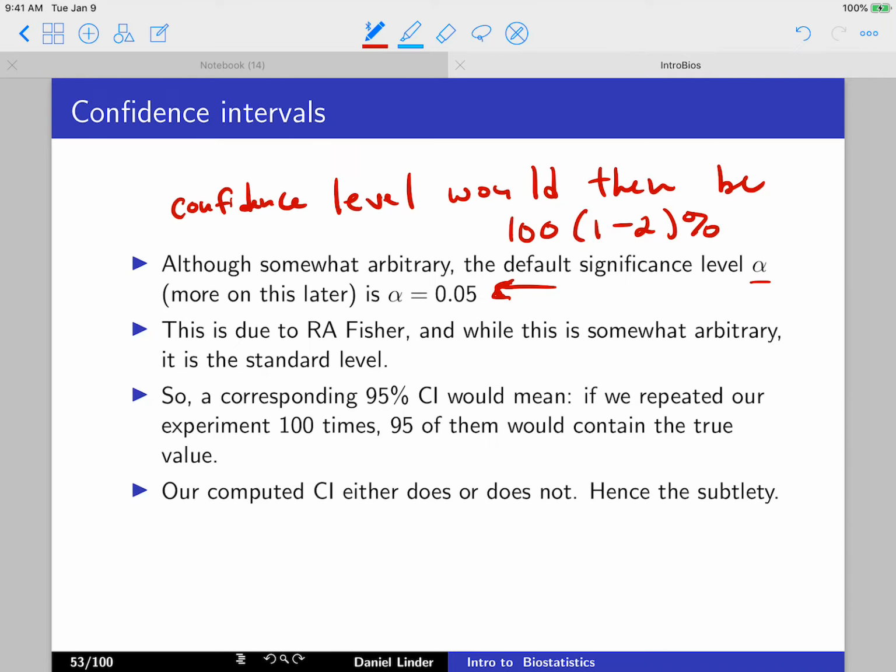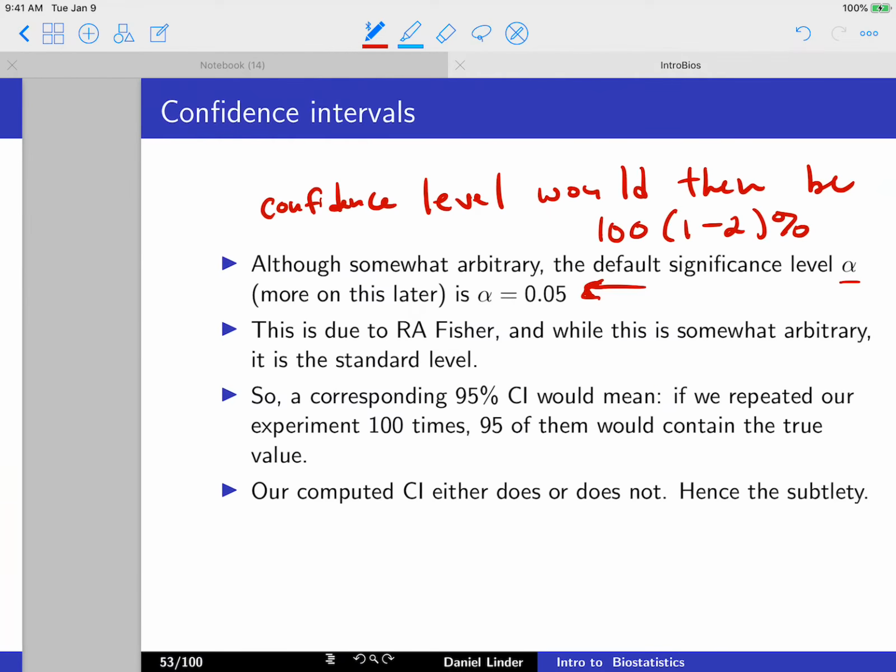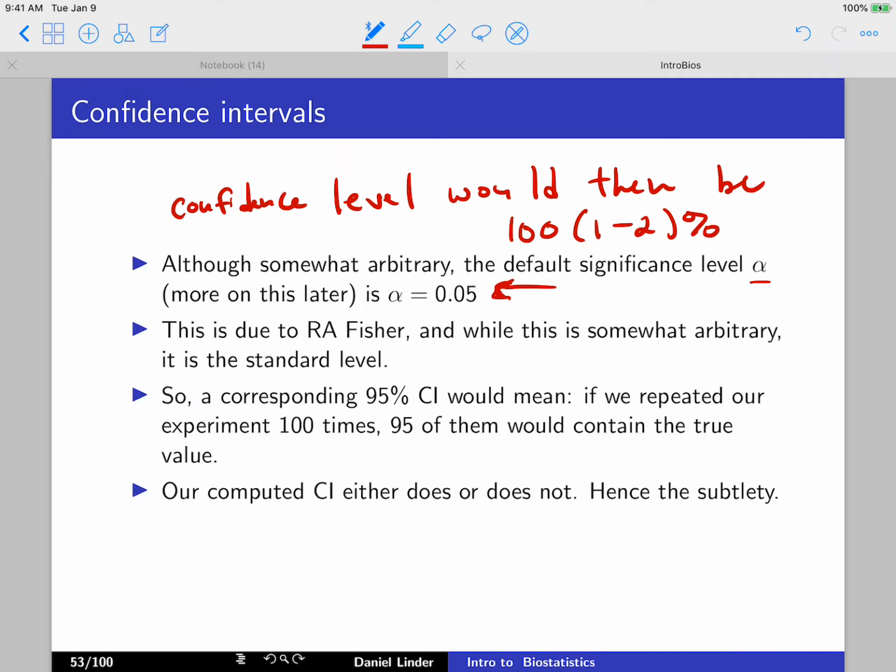Okay, so since we've made the point on this previous slide, and I'll just go back to this point, that we can't say things like there's a 95% chance or 95% probability that mu is in the confidence interval that we compute, then how should we interpret it? What exactly does the confidence interval mean?